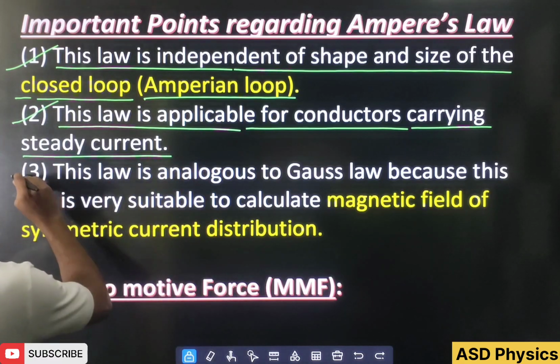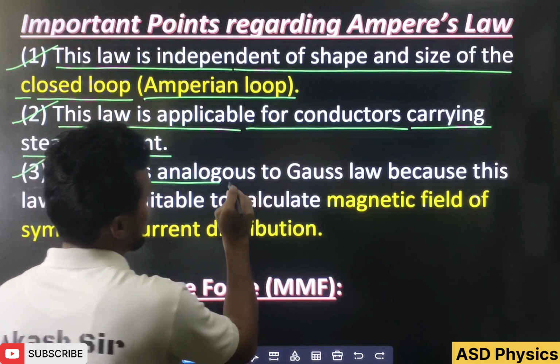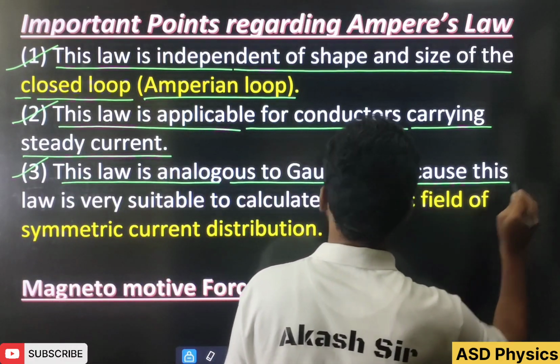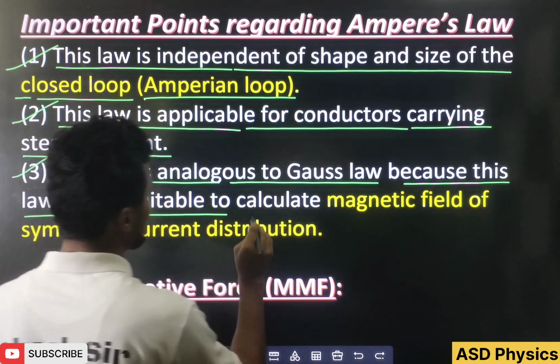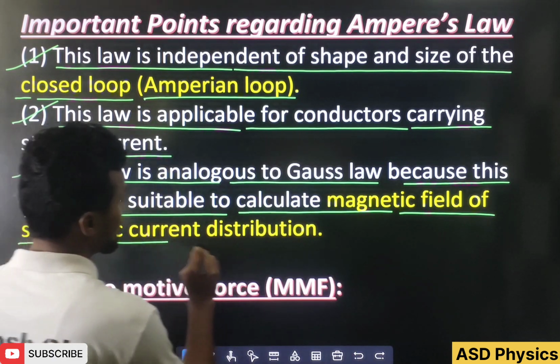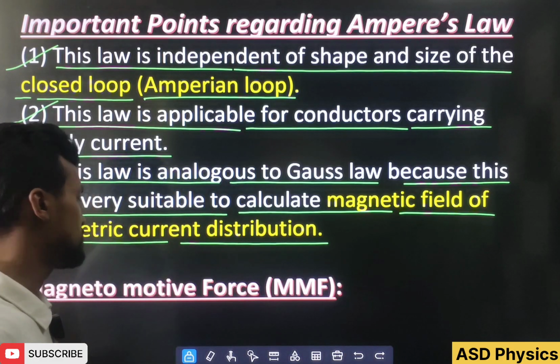Third one. This law is analogous to Gauss law, as I have told you, Gauss law of electrostatics. Why? Because this law is very suitable to calculate the magnetic field of symmetric current distribution. Remember that here.